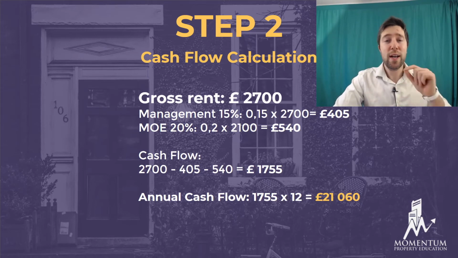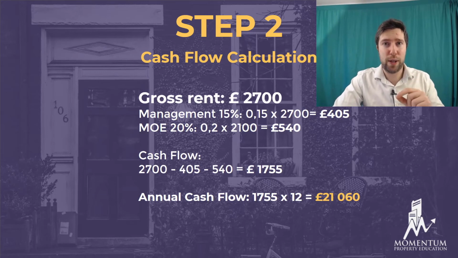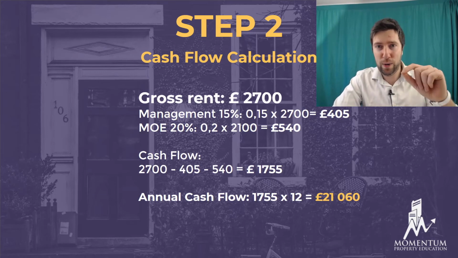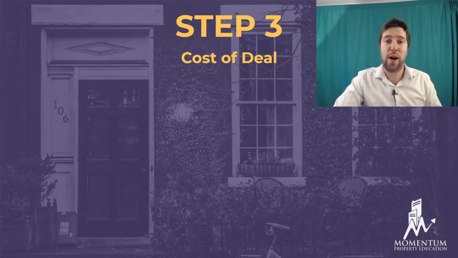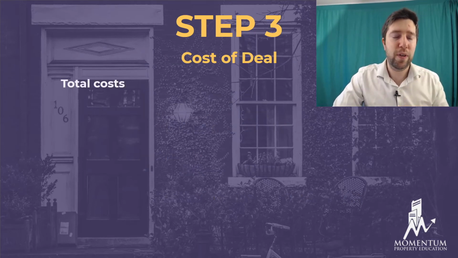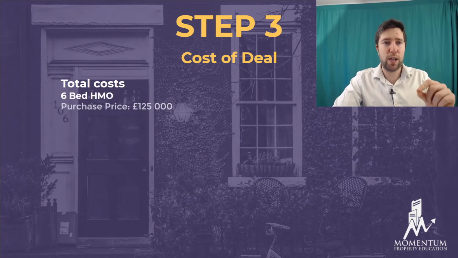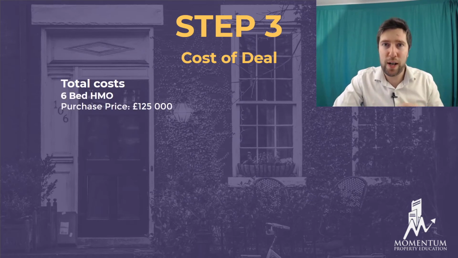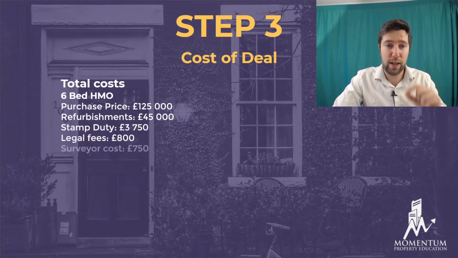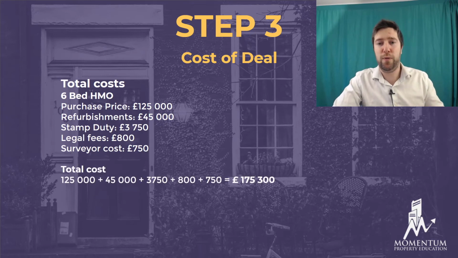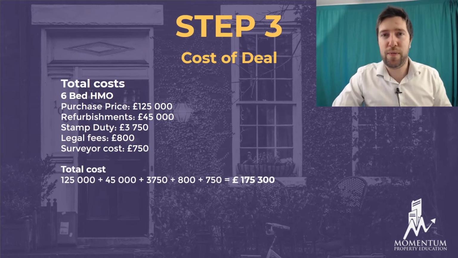All right, great. Now, the next thing we need to know, do you remember the calculation? Our annual cash flow divided by our invested capital. So now we have to figure out, what is the cost of the deal? Well, our total cost for the 6-bed HMO is $125,000 for the purchase. Refurbishment, doing it up, making it look pretty, of $45,000. The stamp duty, the legals, the survey, the total cost, if we add them up, is $175,300.